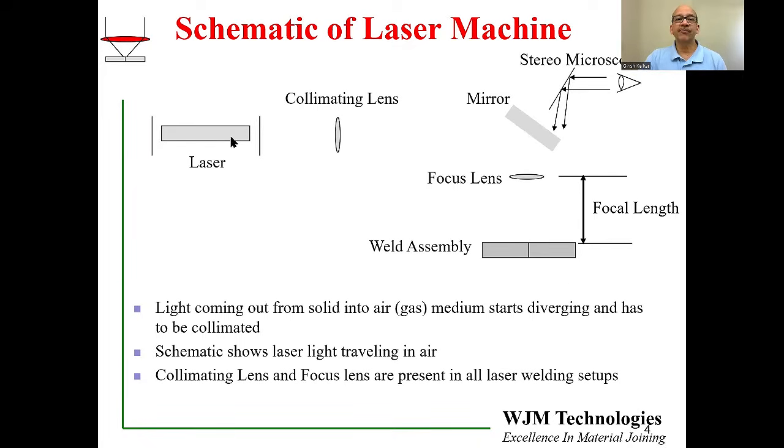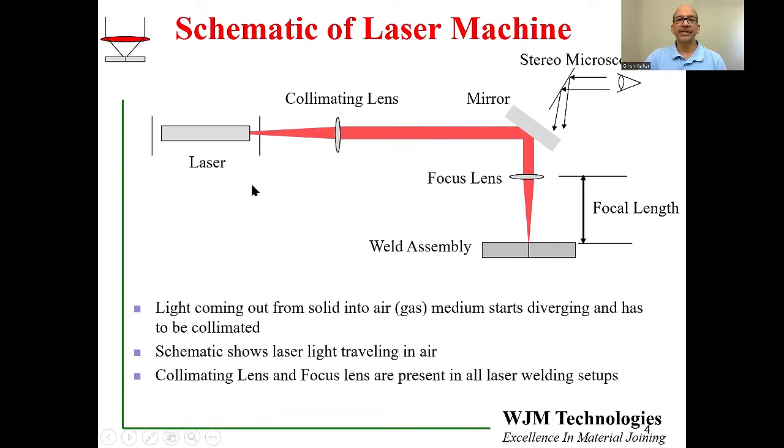Here is a setup for laser. There's a laser, there's a collimating lens, a mirror, a focus lens, and a workpiece. Once I click, you should start seeing a red light beam going from the laser all the way to the workpiece. Let's see how this works. There you can see the beam going down, focus is down.